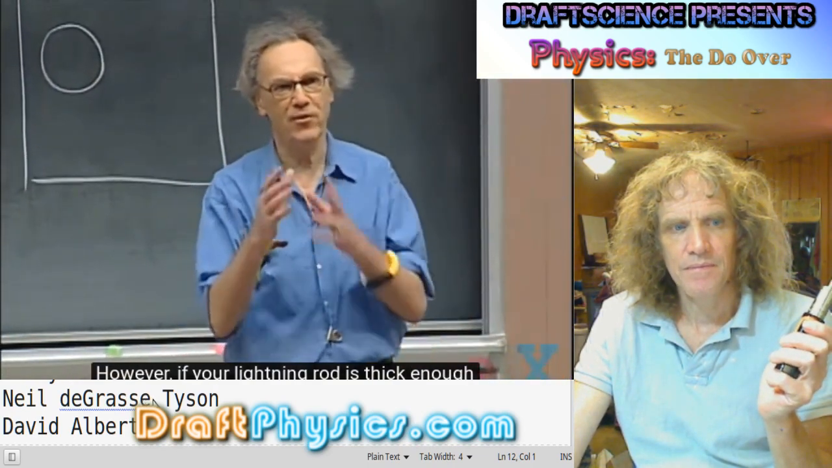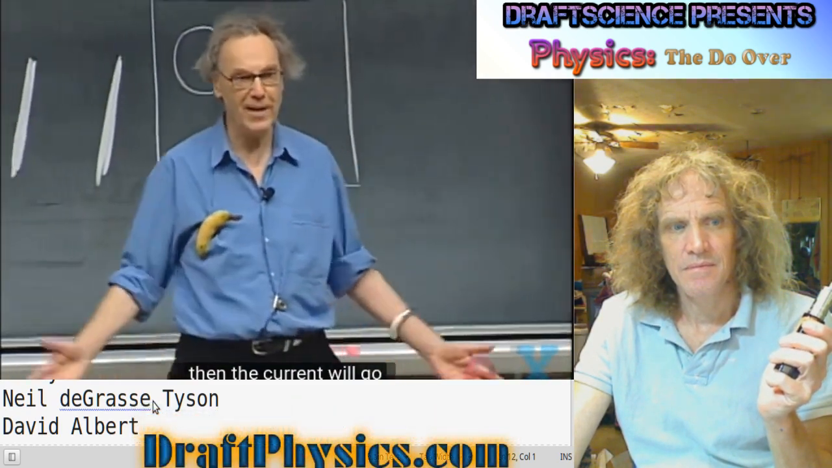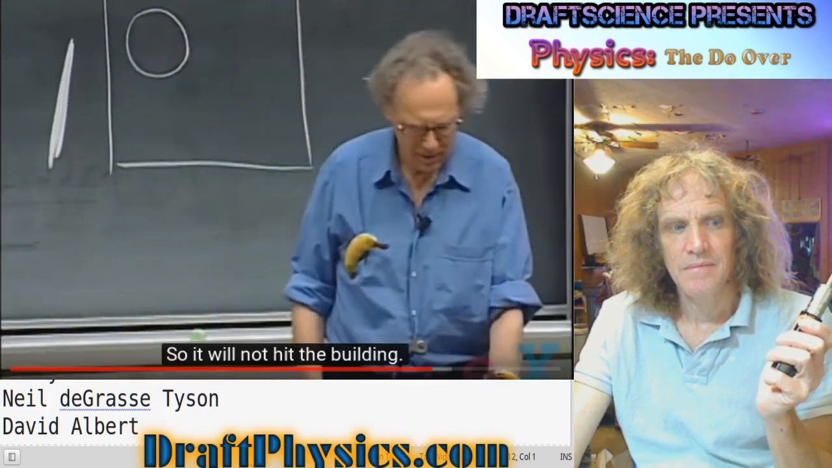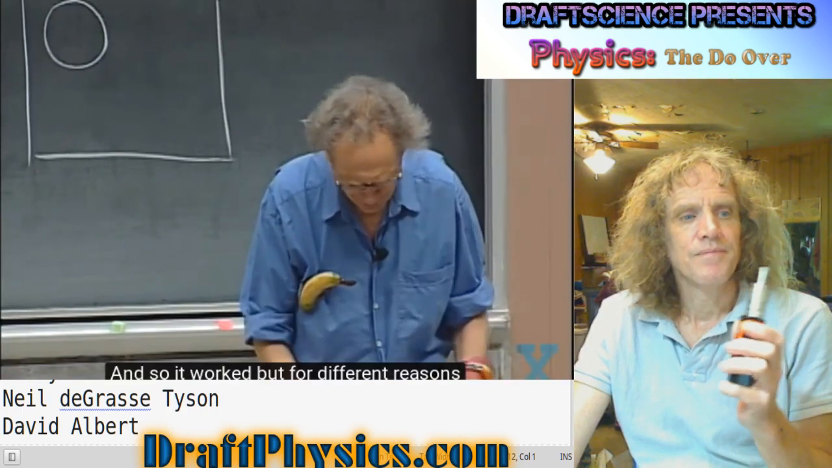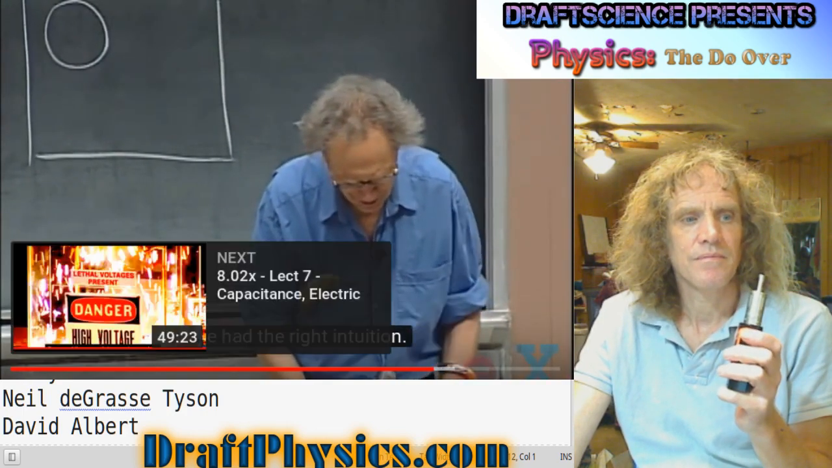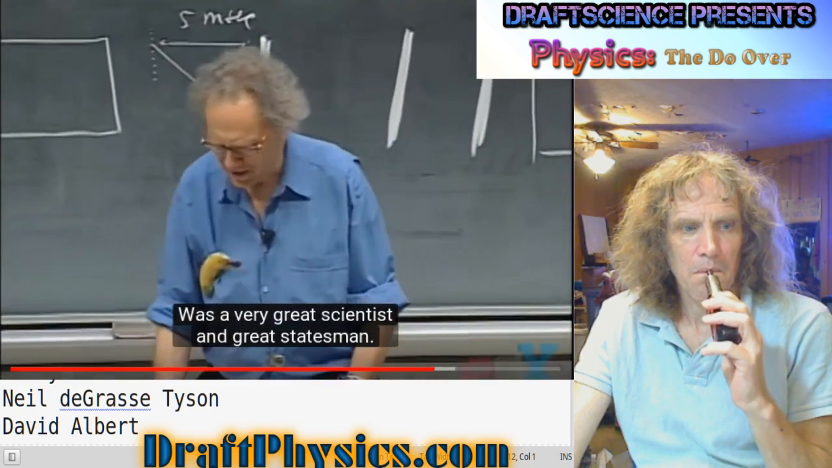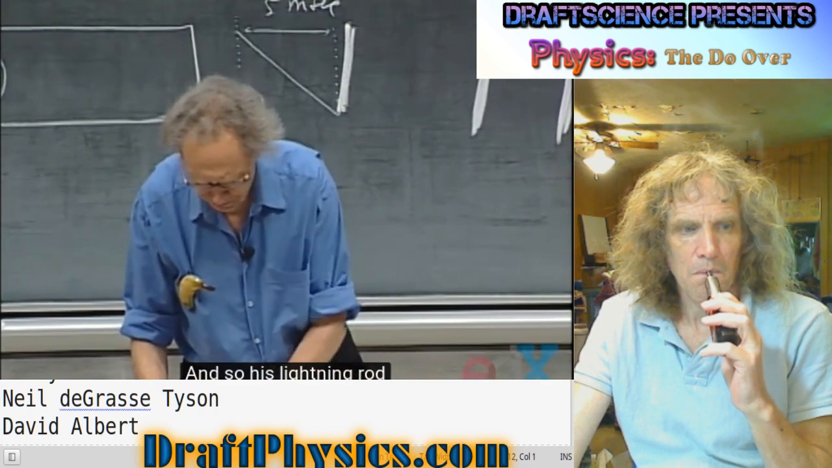However, if your lightning rod is thick enough that it can handle the high current, which is 10,000 or 100,000 amperes, then the current will go through the lightning rod, and therefore there will not be an explosion. It will not hit the building, so it will be confined to the lightning rod. And so it worked, but for different reasons than Franklin had in mind, but he had the right intuition. He was a very great scientist, a great statesman, and so his lightning rod survived up to today.